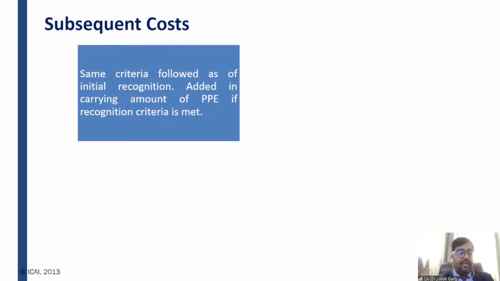But under Ind AS or IFRS, even under the revised accounting standard, the criteria have changed. So for subsequent cost, what could the subsequent cost be? Major repair, major replacement, inspection cost, right? If the entity is incurring a major, huge cost, then what will be the treatment of that cost? The standard says the same criteria are followed as at initial recognition. You need to add it to the carrying amount of the PPE if the recognition criteria are met. The same recognition criteria apply for initial cost as well as subsequent cost.